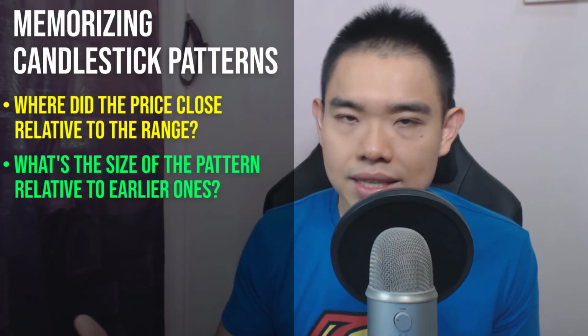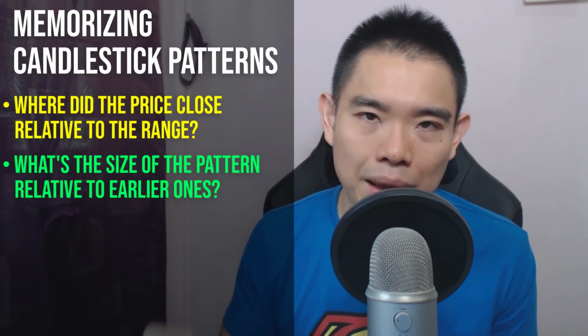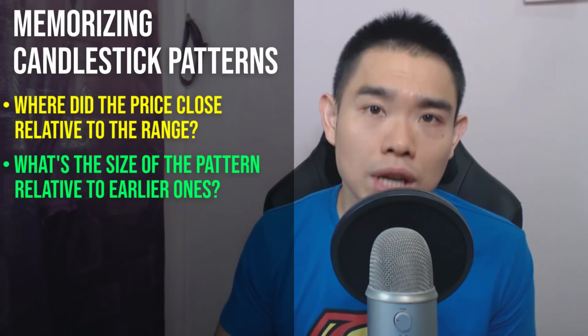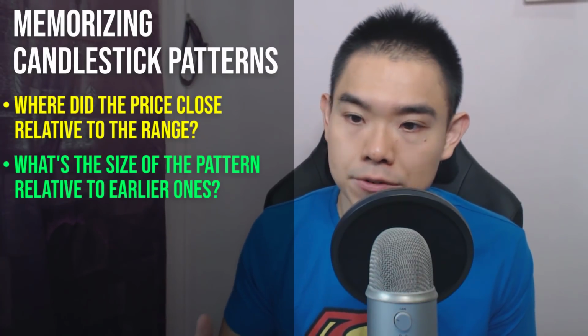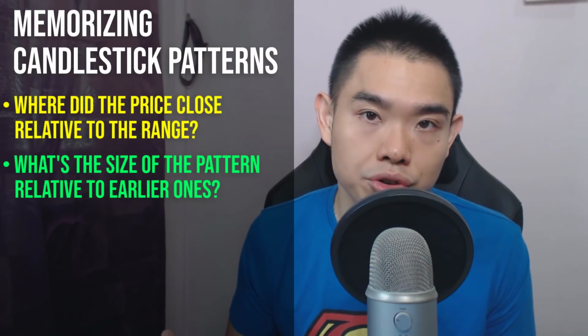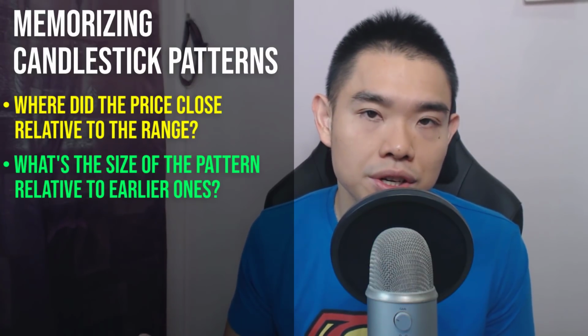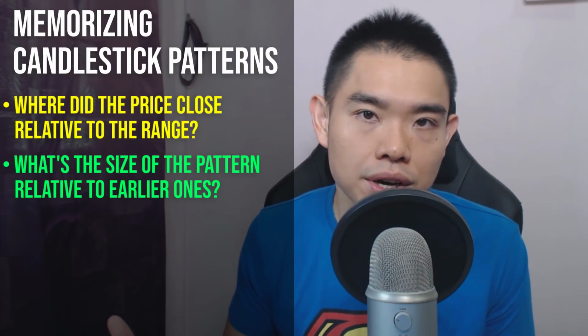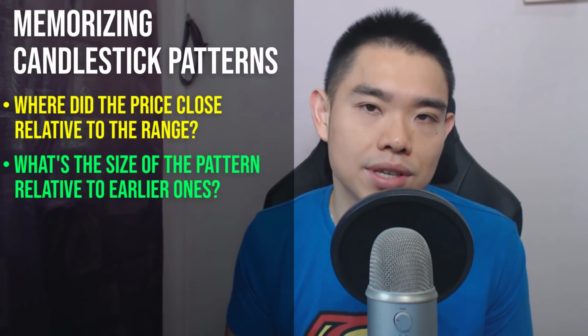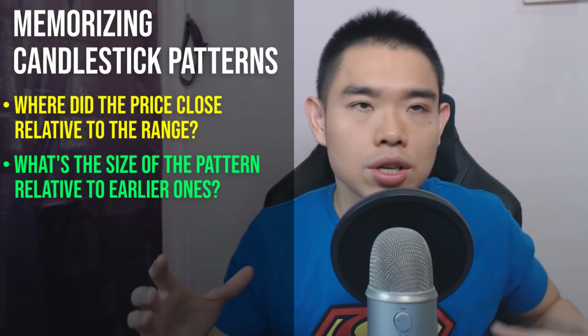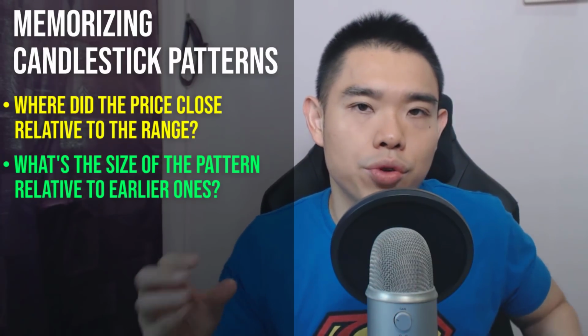But on the other hand, let's say you have another hammer being formed, and this time the size of this hammer is 2 times, 3 times larger than the preceding candles. This tells you that this is clearly a strong price rejection. There is conviction behind this move. And that's how you read candlestick patterns. You want to analyze the size of this pattern relative to the earlier candles as well. So these are the top 3 mistakes to avoid when you're trading candlestick patterns.